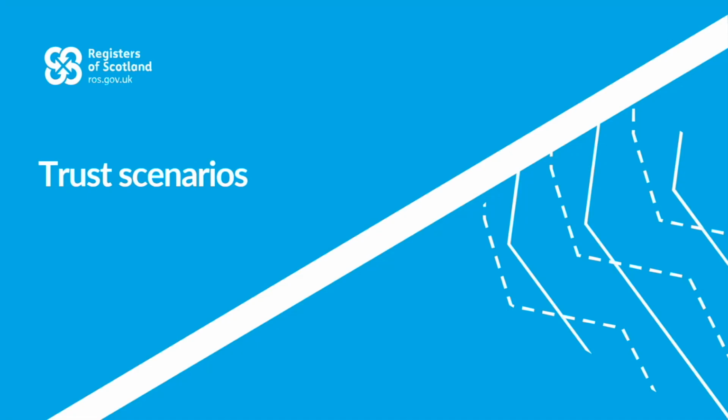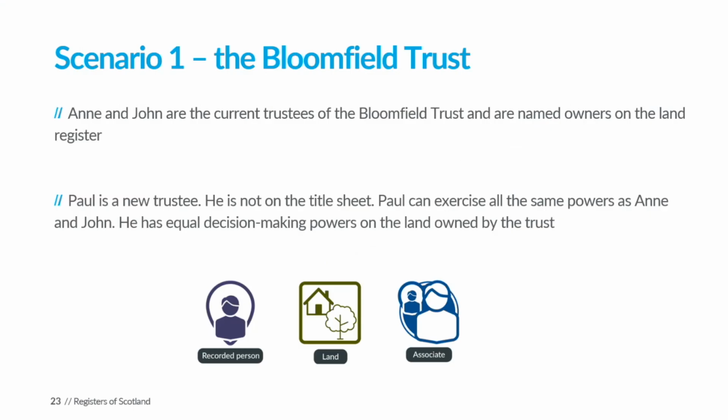Now we're going to look at some example scenarios for trusts. For example 1, we've got the Bloomfield Trust. Anne and John are the current trustees and are named owners on the land register. Paul is a new trustee. He is not on the land register. He has equal powers on the land owned by the trust as Anne and John.